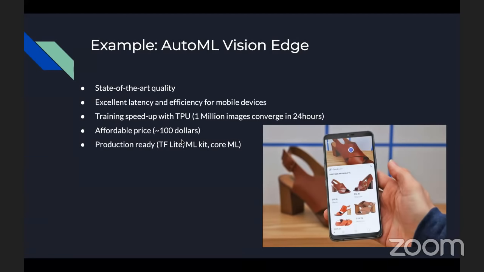Someone may ask, is it very expensive or not? No. For all the AutoML products, we need to make sure they are very affordable. So we control it at the $100 level for each task. It is based on how big it is, and the price may vary, but around this level. And we make sure that the output of this pipeline is already production ready, meaning it already supports TFLite, ML Kit for Google, or Core ML for Apple.